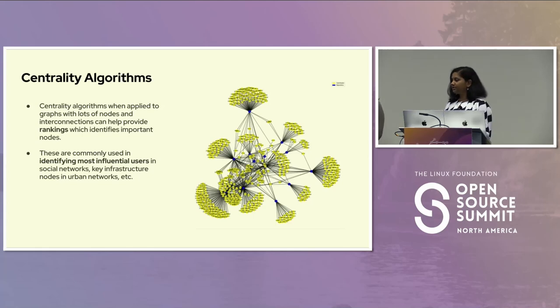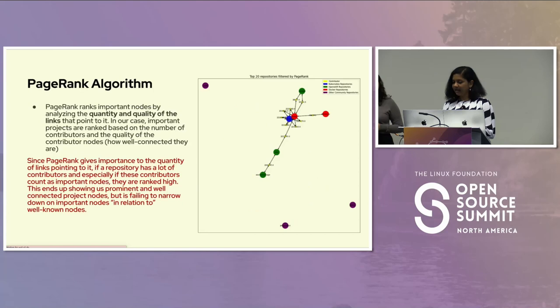Here, the importance of a node can be based on how many hops it takes for one node to get to another node, how centrally located a given node is, and which node sits on the most shortest paths in connection to all the other nodes that exist in your graph. So these are just some examples of how these algorithms try to identify the more important nodes in your graph. And one of the centrality algorithms that we started looking at was firstly the PageRank algorithm.